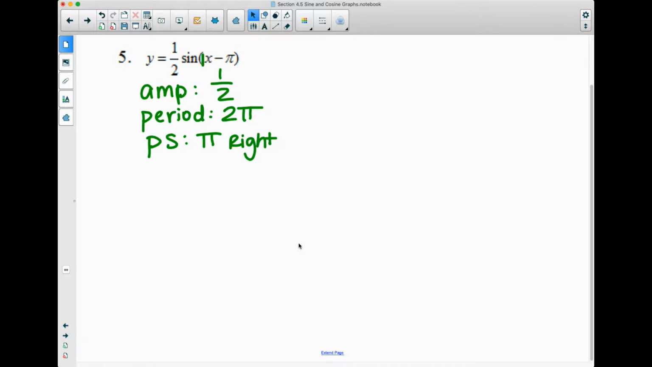So still going to take us a distance of 2 pi, but our amplitude has compressed our graph, and we're shifting our graph to the right by pi. Sorry, your way is that way. All right? So this is how we're going to set up our x-axis.